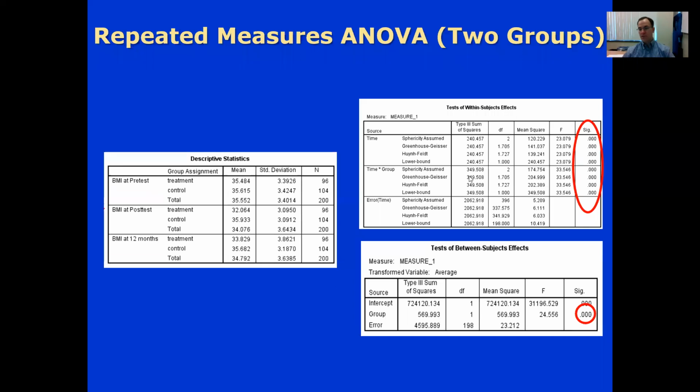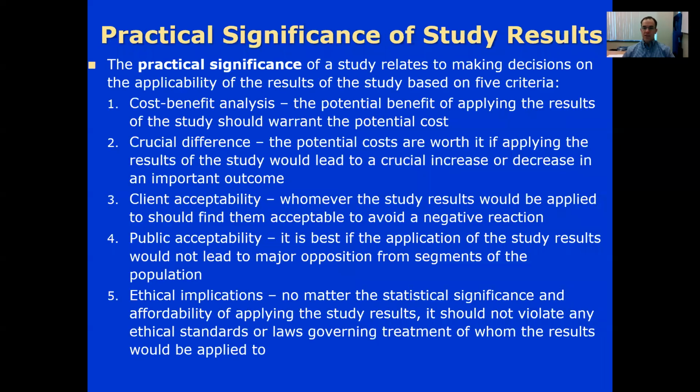All right, so that was a video that discussed how to calculate repeated measures ANOVA using SPSS. Now let's go to the final aspect of this. It has to do with the practical significance of the study results. So this relates to making decisions on the applicability of the results of the study based on 5 criteria. So in other words, you get your results, and how do you use these results to make decisions, essentially?